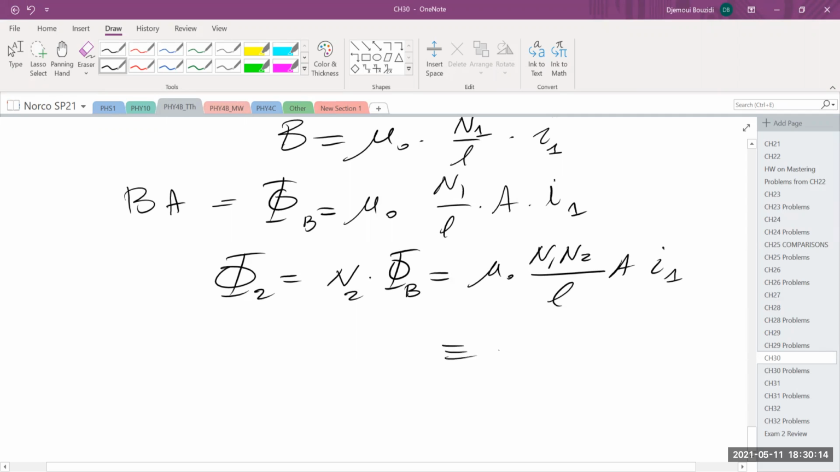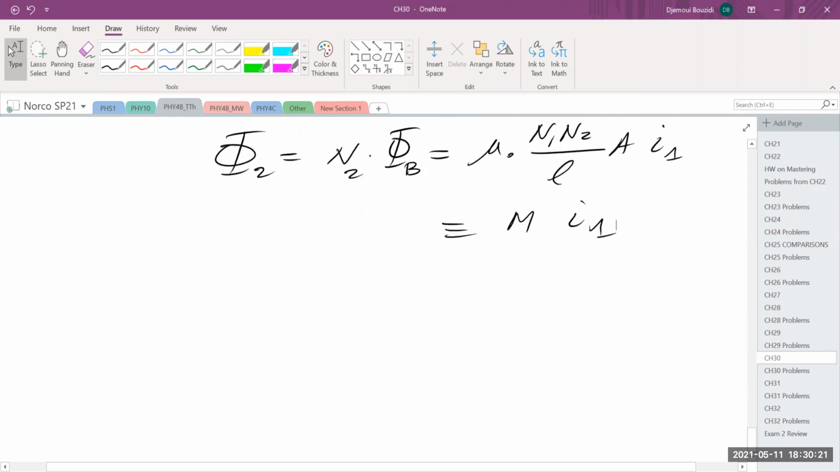And the flux by definition is M times I1. So M in this case will be just whatever is in front of I1 in there. So the mutual inductance in this scenario is going to be mu naught times the number of turns N1 times N2 divided by L times A. It's clear that M12 is equal to M21 in this case, because all you do is just change the order of N1 times N2, that's all.